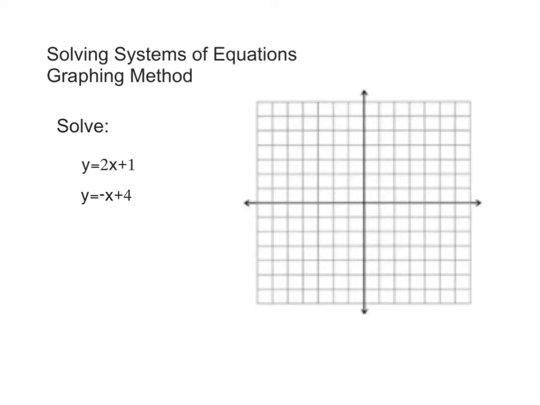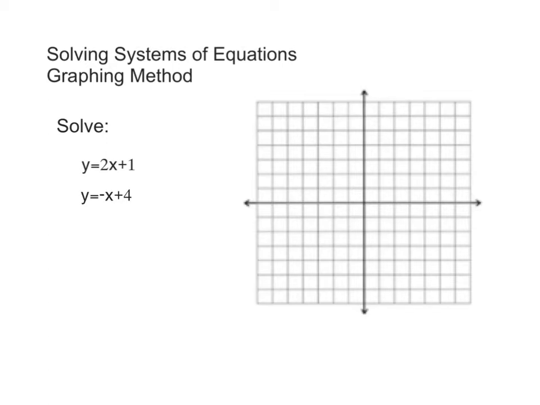So basically, when this question says solve, and it gives you a system of equations, which just means two or more equations that you're considering at the same time, it's asking us to find an x and y value that satisfies both of these equations. Not just one equation, but both of them.